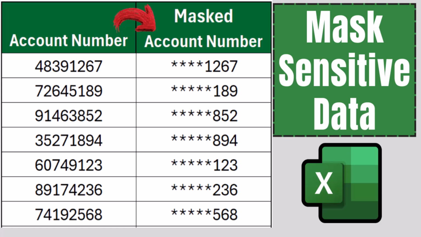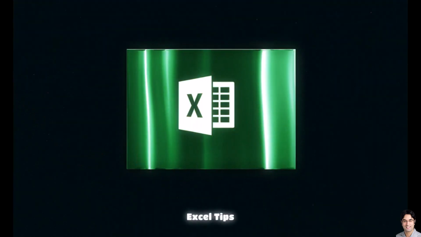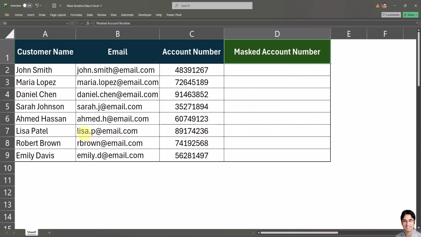In this video, I'll show you how to mask sensitive information in Excel. So we have a dataset here consisting of a series of names, emails, and account numbers. The account numbers in column C are considered to be sensitive data. We don't want them to be displayed in full here. And the solution to that is a very simple Excel formula that could mask parts of these account numbers, so the whole thing doesn't get displayed and the account numbers don't get compromised.